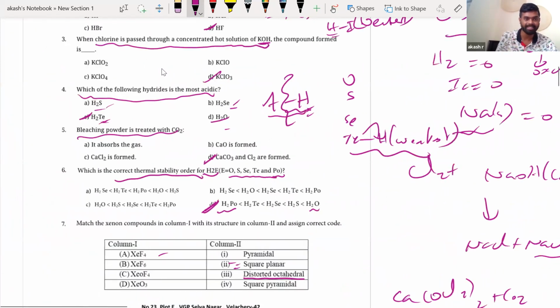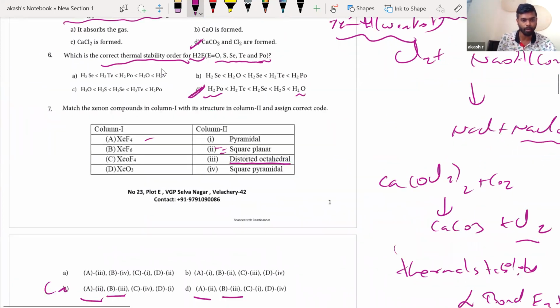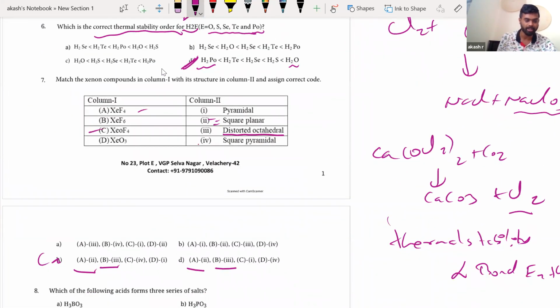Where is it? So C is square pyramidal. Yeah, C is here, right? So the correct answer would be C. We'll check for D also.